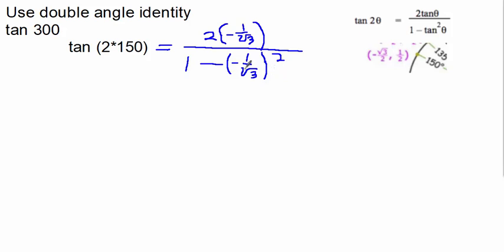So simplifying things, do remember that exponents happen before we do this minus a negative. On the top, we're going to have negative 2 over the square root of 3. And on the bottom, 1 minus negative squared is positive, 1 squared is 1, square root of 3 squared is 3. So the denominator simplifies to 2/3.